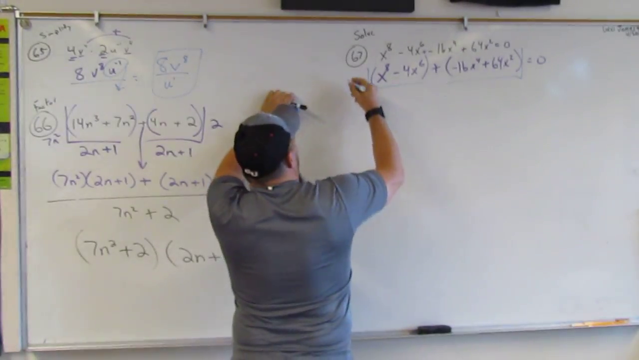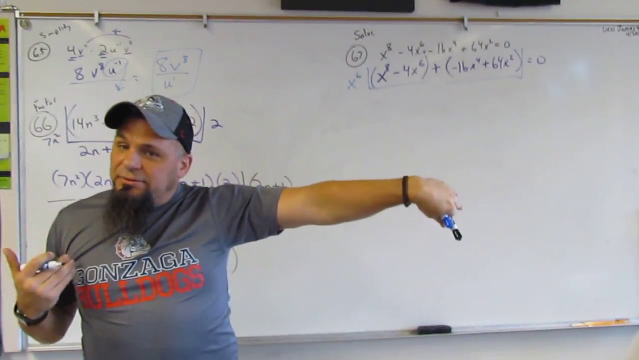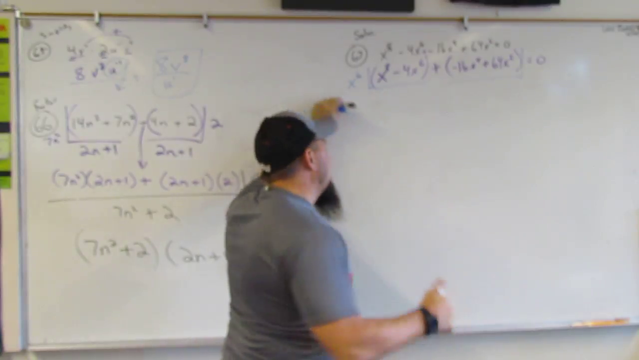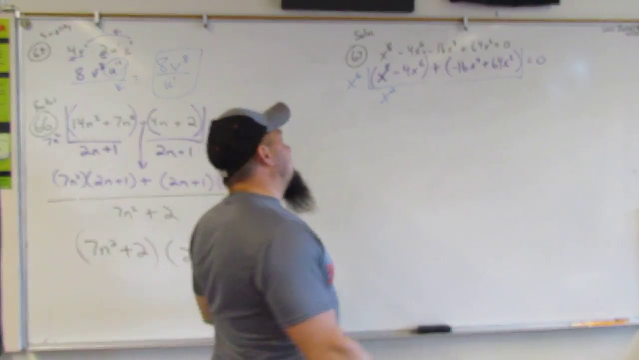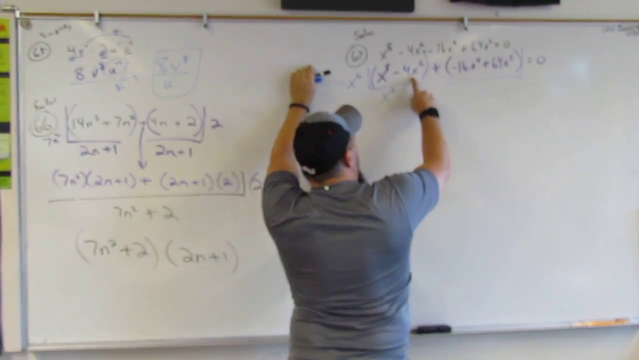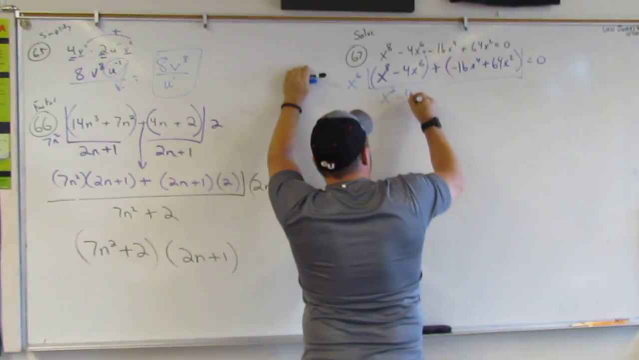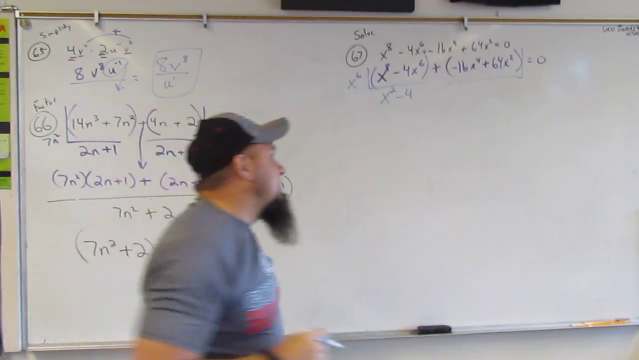See, that wasn't too hard, right? And then if I take that out, how many x's are left? 2, good. So this is x squared. And then what's left here? Negative 4. Very good.